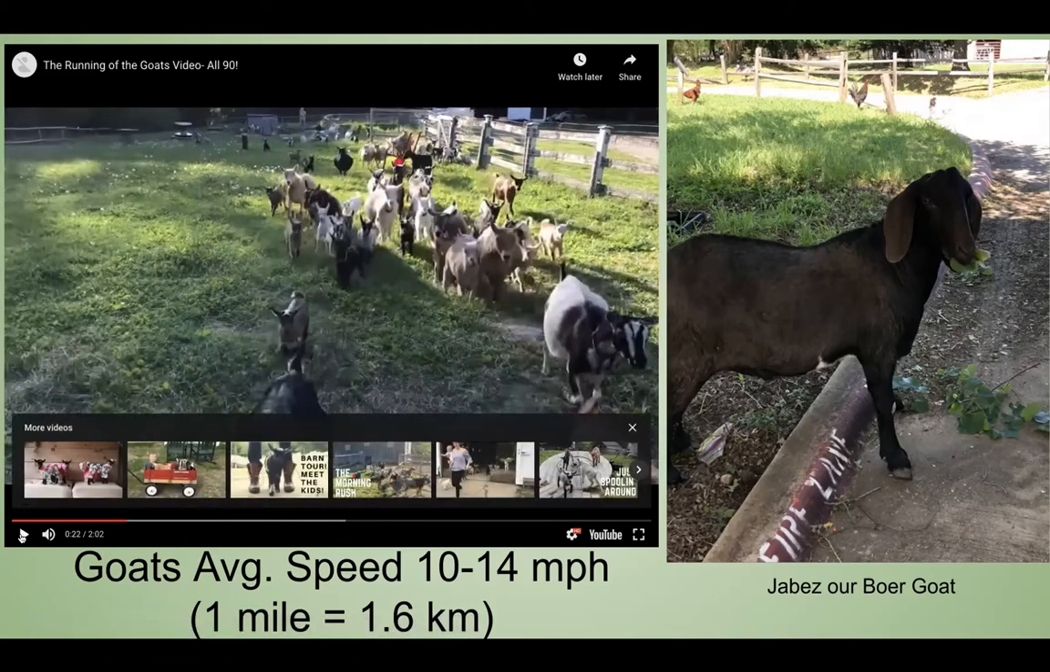The goat that you see on the right is Jabez, and he's our boar goat, and a boar goat is a meat goat, and he's eating, I think, some redbud leaves.